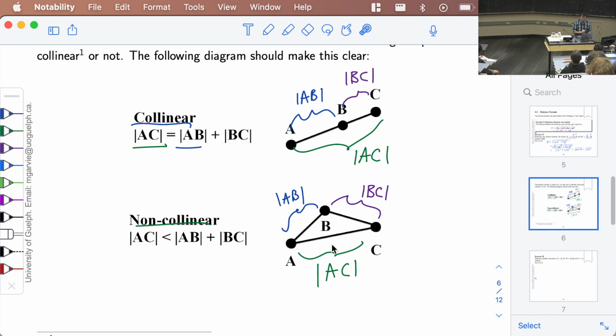On the other hand, if they're not collinear like this, and someone says, please do a trip from A to C, that's starting here and traveling like this, that is shorter than going from A to B and B to C, right? If you have to make a stop at location B, that's going to take you slightly out of your way, so you have to go a little bit longer. AC is shorter than, less than, AB plus BC. And you can use this to test if things are collinear or not.